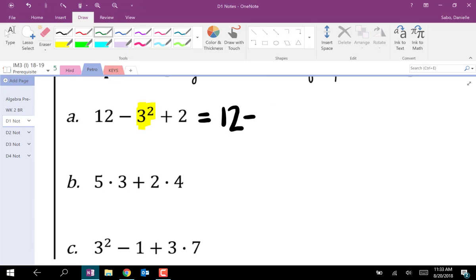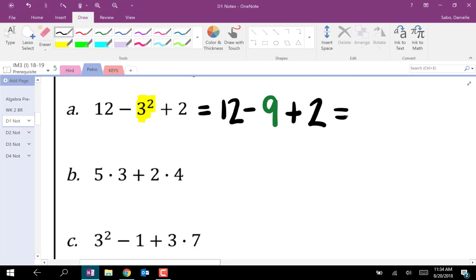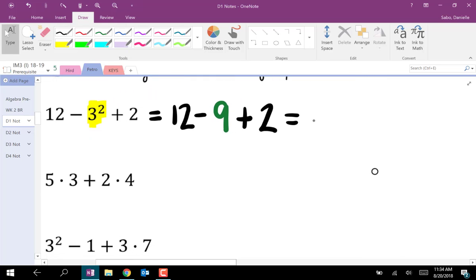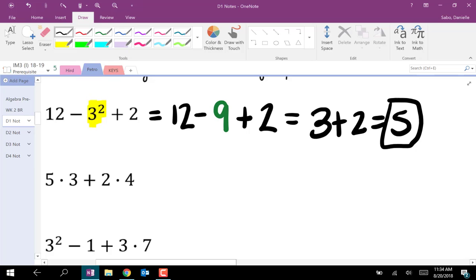So yes, this is going to become 9 in green. And like I told you when we were doing that pre-test stuff, I tend to color code things. In black is things I have not changed, and in color is usually something that I did change, just so that your brain understands what's happening. Okay, well, now we can just go in order. What's 12 minus 9? 3. Then we have 3 plus 2, which is 5. Okay, so pretty straightforward. Those ones are pretty easy.